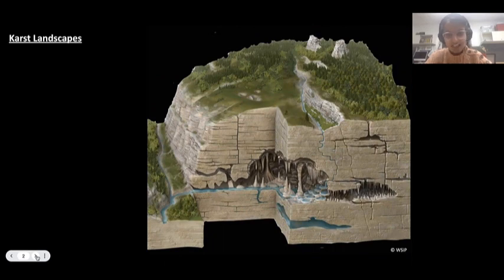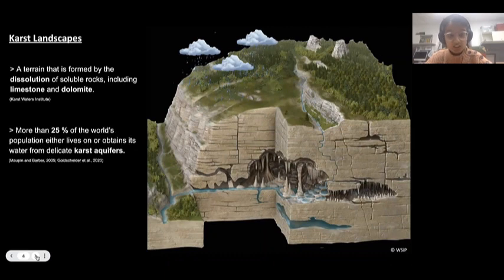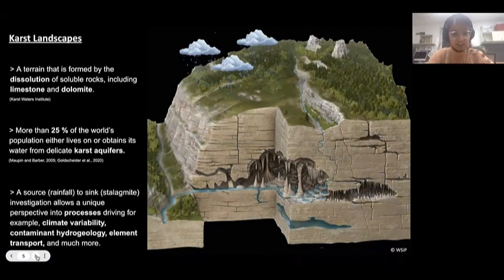I have spent the last couple of years looking at this cross-section and trying to understand hydroclimate variability through the processes of karst hydrology. Just a quick refresher: karst landscapes are terrains found in limestone and dolomite bedrock geology. They are formed through the dissolution of soluble rocks. Around or more than 25% of the world's population either lives or obtains its water from these karst aquifers. It's also interesting that a source to sink investigation gives us a unique understanding of the processes driving climate variability, contaminant hydrogeology, as well as element transport.